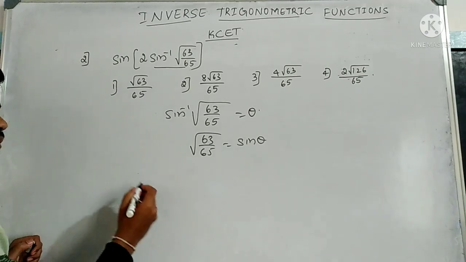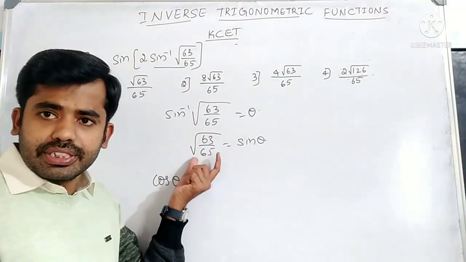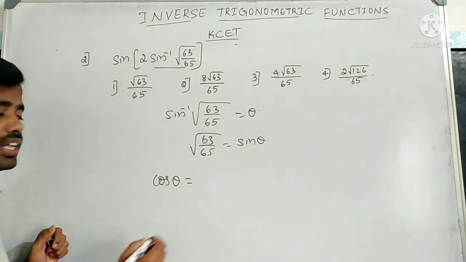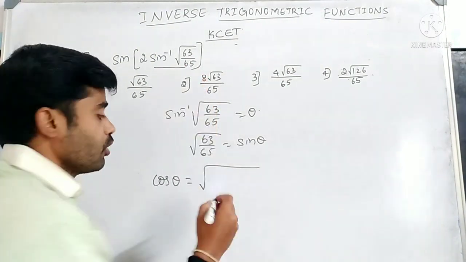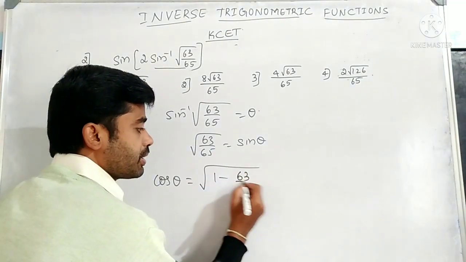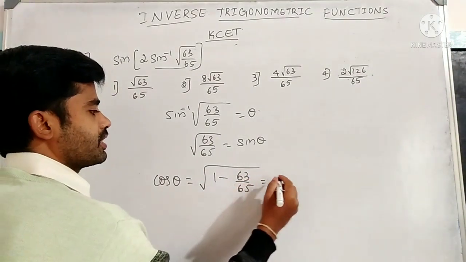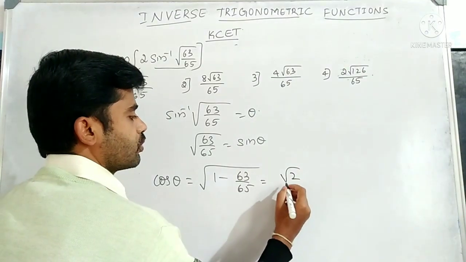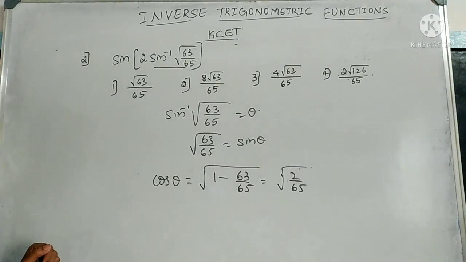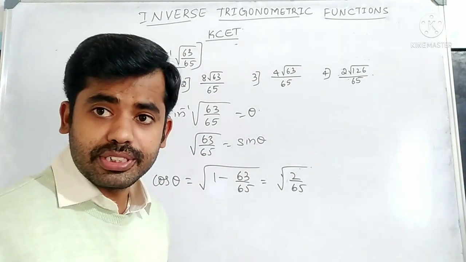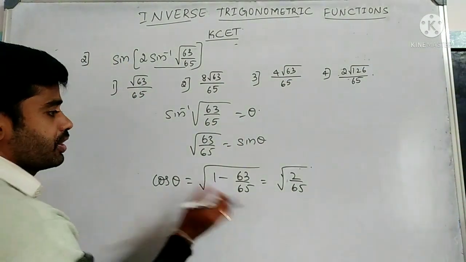Now in this case, cos theta, what can we write? Sin theta is equal to x, which means cos theta is equal to root 1 minus x square. So 1 minus x square, where x square is 63 by 65, is nothing but 65 minus 63, so cos theta is root 2 by 65. Sin theta is equal to x means cos theta is equal to root 1 minus x square. That is the identity I used here.